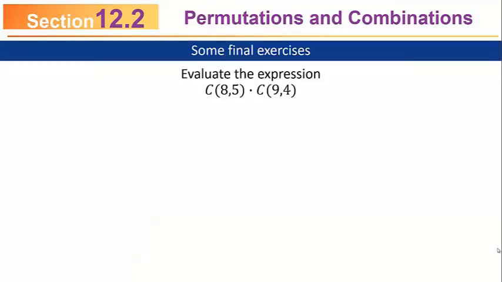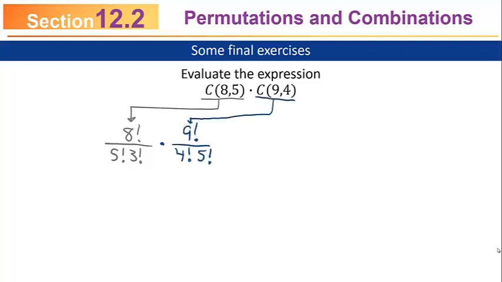As before, we will evaluate each combination separately using the formula and then take the product. So first is the combination of 8 things taken 5 at a time. That's 8 factorial over the product of 5 factorial times 8 minus 5, which is 3 factorial. We've been through this many times. I'm not going to belabor that. The next one is 9 factorial over 4 factorial times 9 minus 4, which is 5 factorial. In other words, 9 factorial over the product of 4 factorial and 5 factorial.